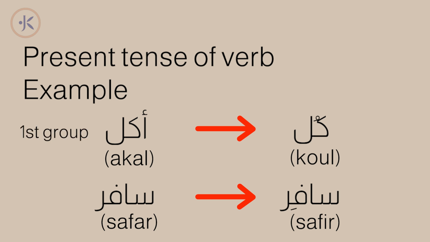Which means the first A will stay, the second will become OU, أكل, كل, unless it's one A, راح, روح. And the second type of verbs, like travel, سافر, سافر will become سافر. The second A will become I. Trust me, with experience, with practice, it will become easy. So just bear in mind 2 types of verbs. With time, you will be able to decide which verb is fitting which group.